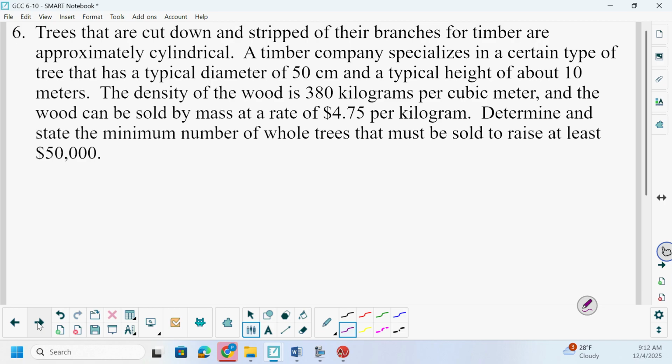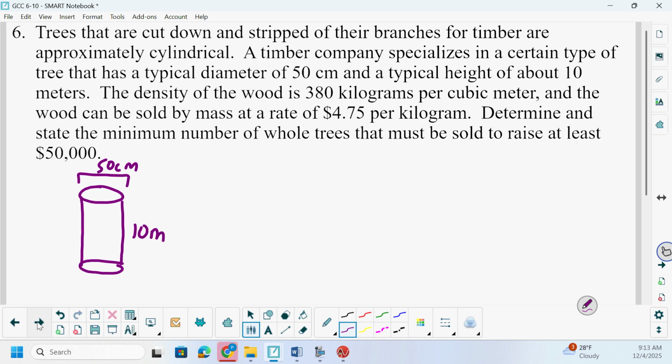All right, so if we draw a little picture here, we've got these cylindrical tree trunks where the diameter is 50 centimeters, the height is 10 meters. Immediately, we should have alarms going off in our head. One of those was in centimeters, one was in meters.